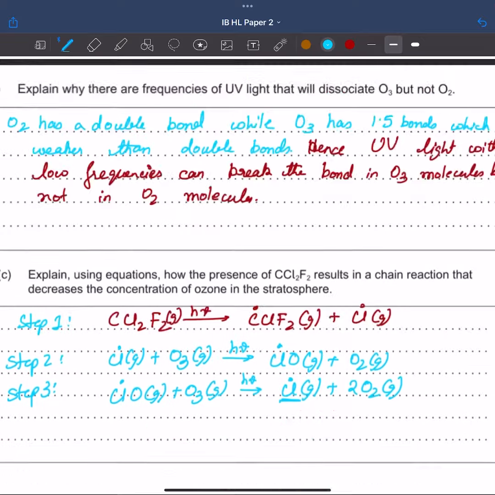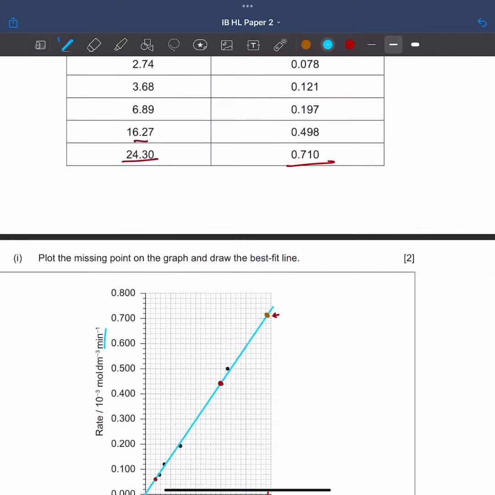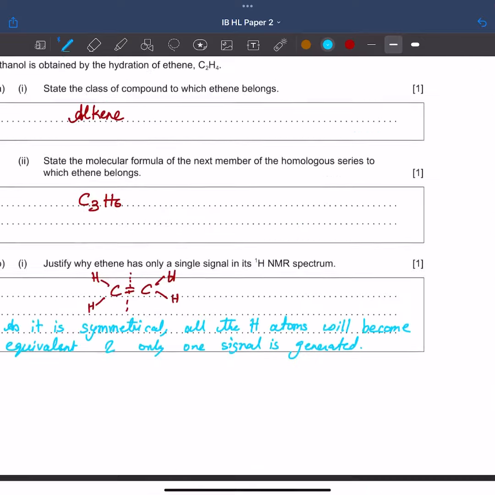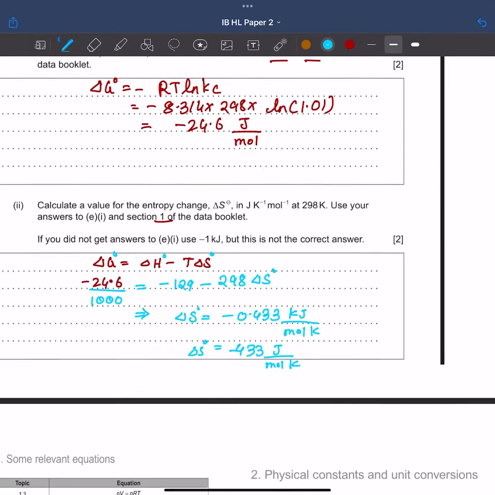With this, we end the solutions of this HL paper 2 of time zone 1. I'll soon be posting the time zone 2 paper 1. You can expect the solutions to be ready within the next 3 days.